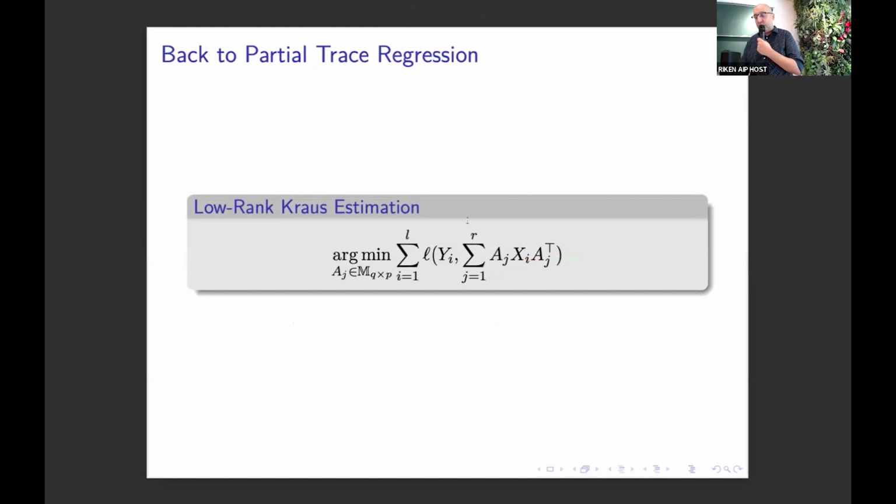We have a loss function L, with the output y_i and the mapping phi of x_i. Since phi is completely positive, it can be written as the sum over g from 1 to r of A_g X_i A_g transpose. And r is a hyperparameter called the Kraus rank. We minimize this over the matrices A_g.